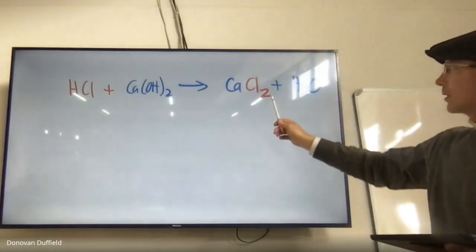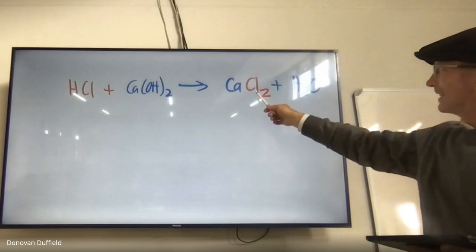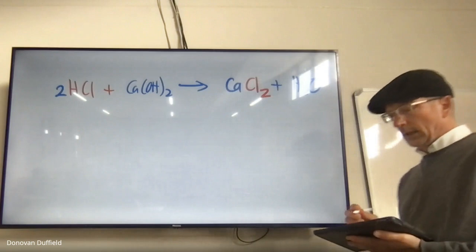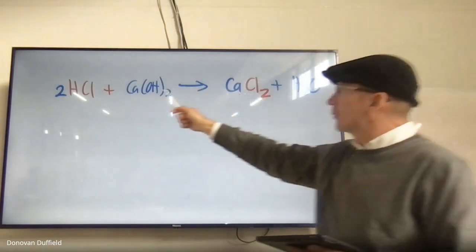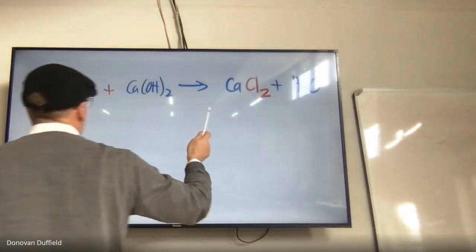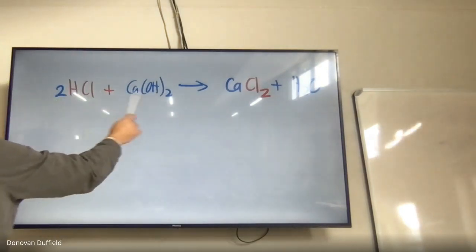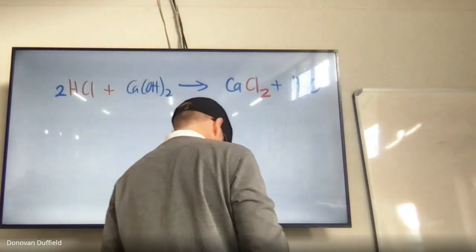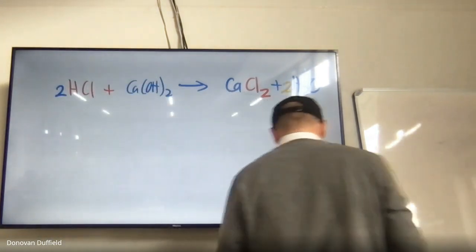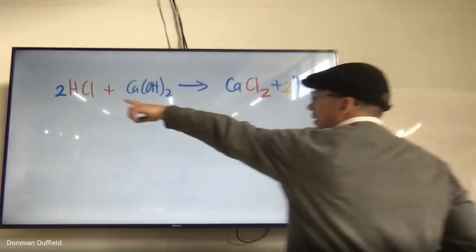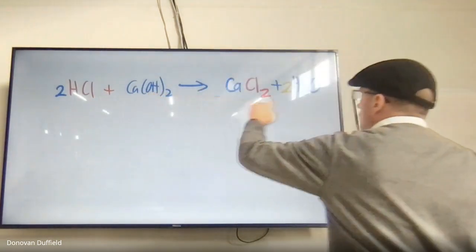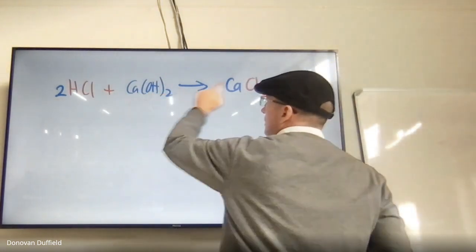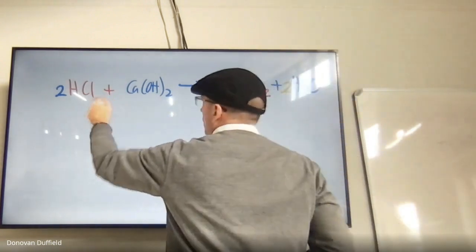Now we need to balance. Can you see you've got 2 chlorines there? Which means we need 2 chlorines there. So it's going to be 2 HCl. We have 1 calcium, 1 calcium. How many hydrogens do we have? We have 2 hydrogens, and we have another 2, which makes it 4. So we need a 2 there. So if we check, we've got 2 hydrogens, 4 hydrogens, 2 oxygens, 2 oxygens, 1 calcium, 1 calcium, 2 chlorines, we're done.